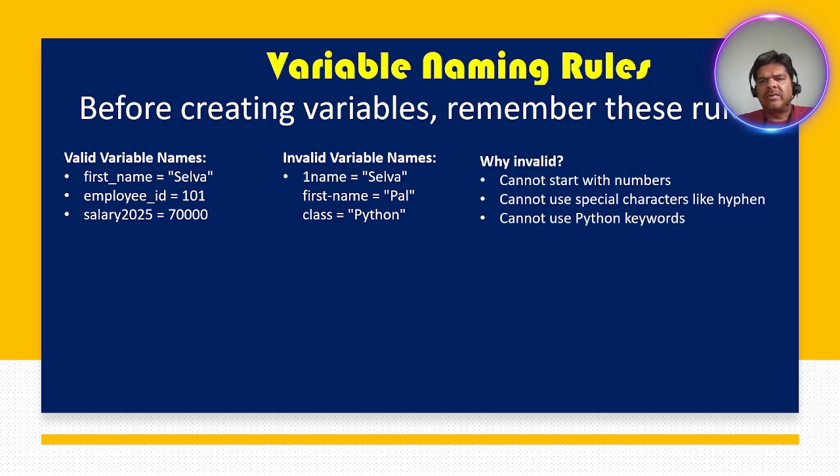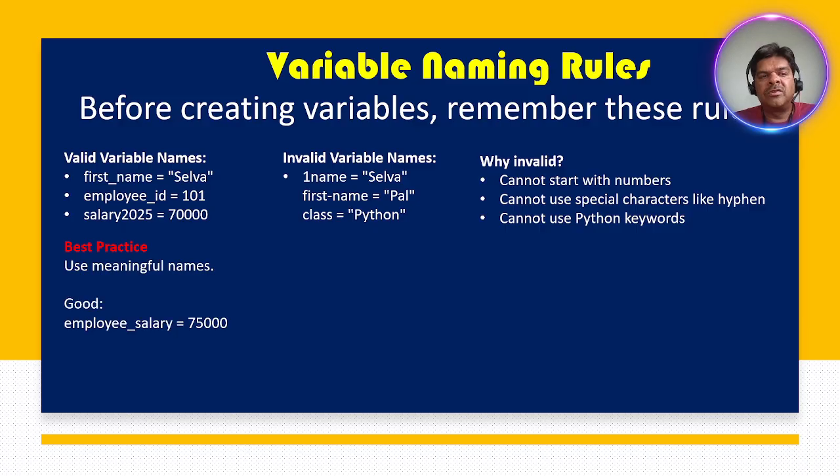Why is it invalid? Yes, it cannot start with numbers, cannot use special characters like a hyphen, and cannot use the Python keywords. These are all Python keywords. So you have to follow this rule, otherwise you will face an error. So the best practice: use a meaningful name. If you are going to create a variable, the variable should tell you what it is. The variable name should tell you.